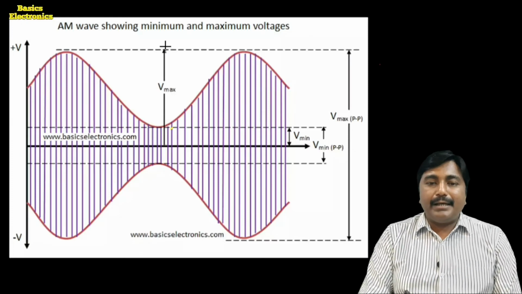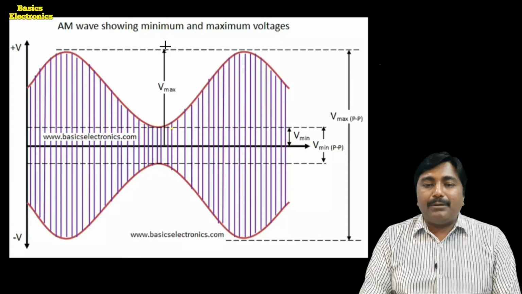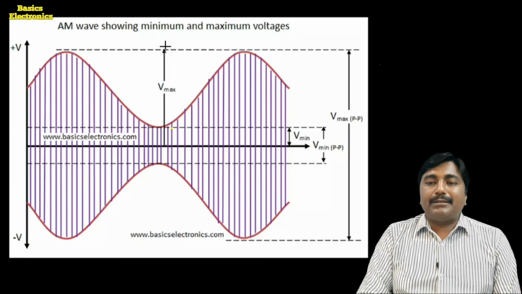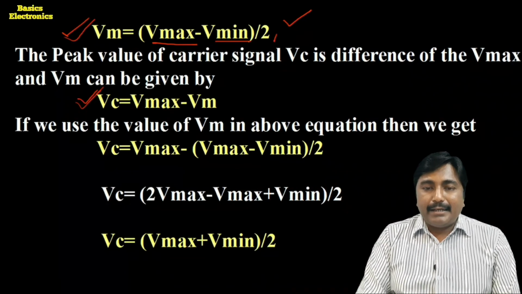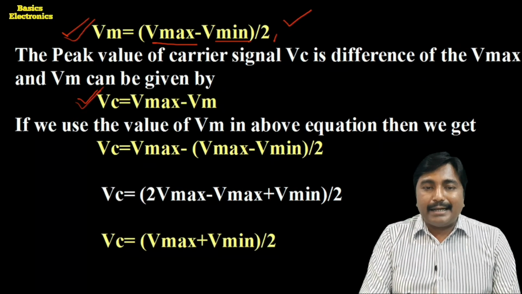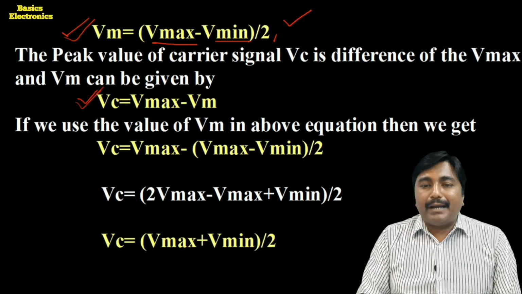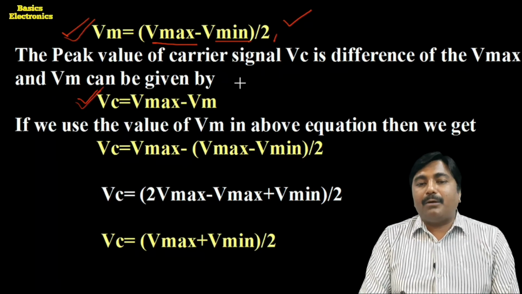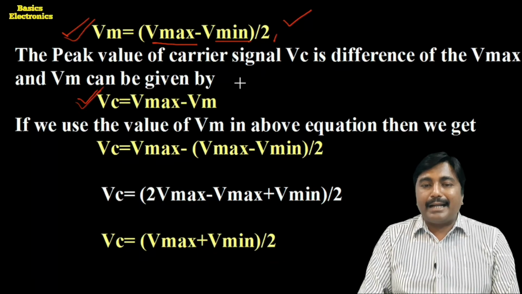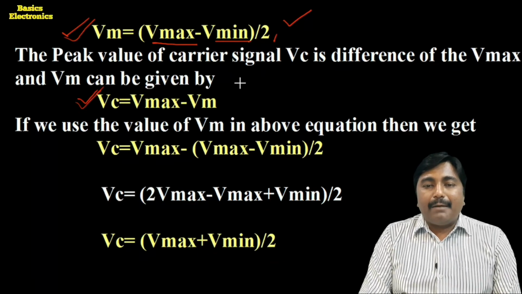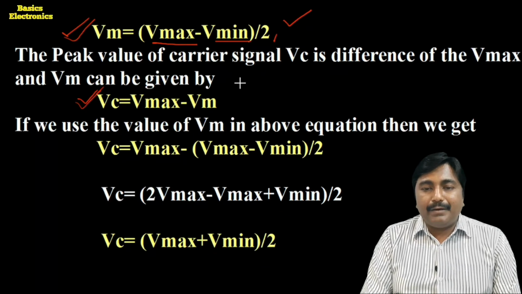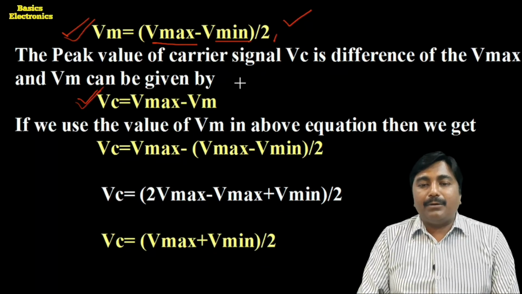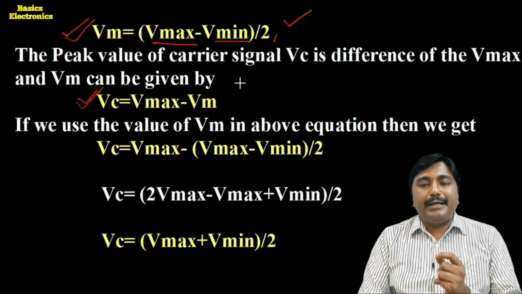We also require to find out the peak value of the carrier signal voltage. If we observe the waveform again, here it is the peak value of the carrier signal. If we subtract the peak value of the modulating signal voltage, Vm, from the maximum voltage, V maximum, then we get the value of the Vc.